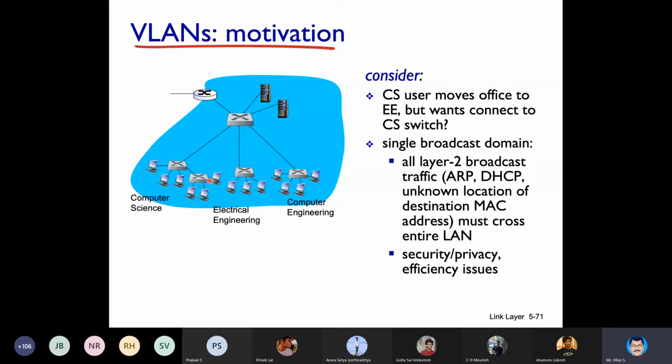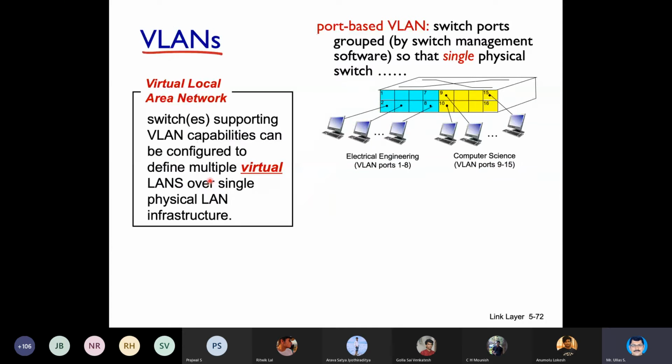So if you want a bigger network to be divided logically into smaller ones, it is known as VLANs, virtual local area networks. When you divide a bigger network into smaller networks, essentially you are dividing a bigger broadcast domain into smaller broadcast domains. Please do be familiar with all these security and technical terms.